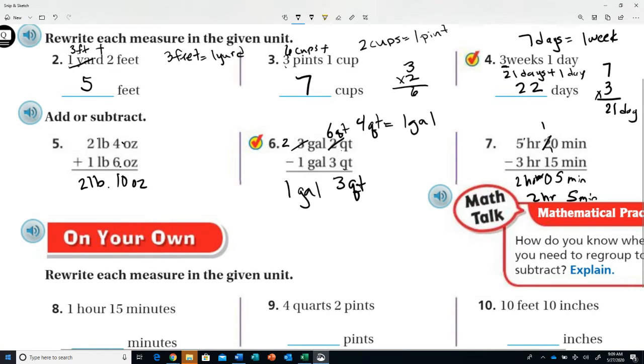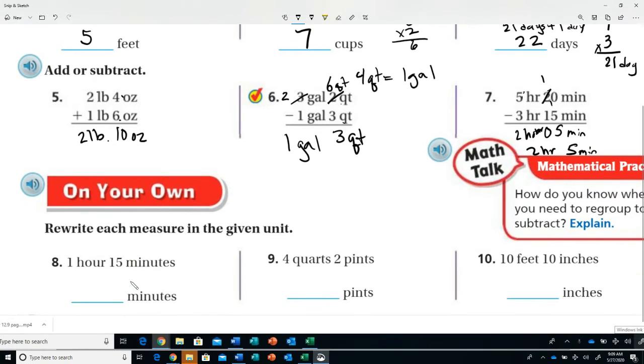I hope so. So now let's move on to the bottom here where it says rewrite each measure in the given unit. So 1 hour 15 minutes in terms of minutes. So we're going to take that and say I know that there are 60 minutes in 1 hour. So that means 1 hour is 60 minutes. And I'm going to add 15 minutes. And say 60 plus 15 is 75 minutes. So far, so good. Not too bad.